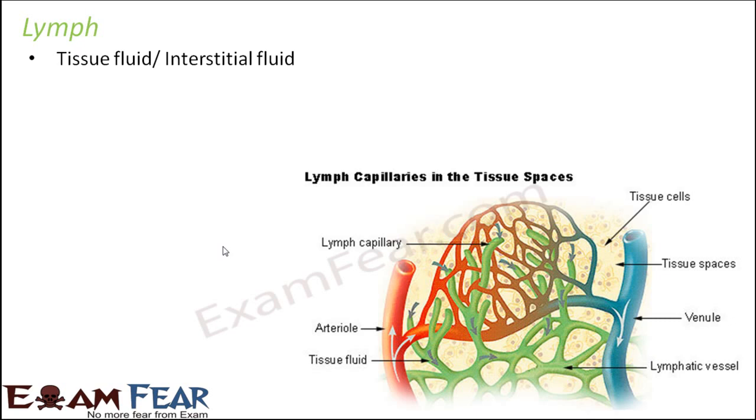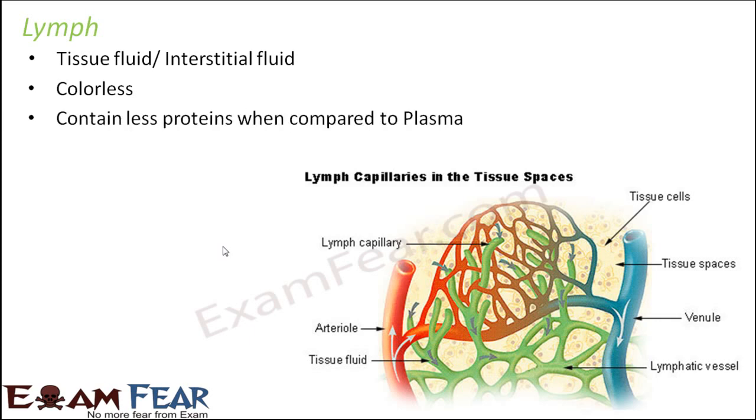It is also termed as the tissue fluid or the interstitial fluid. Why it is called tissue fluid or interstitial fluid, we will get to know very soon. This is colorless, unlike blood which is red in color. This contains less proteins when compared to plasma. If you want to compare lymph with blood, it is almost like blood, just that it does not have the RBCs. It only has the plasma.